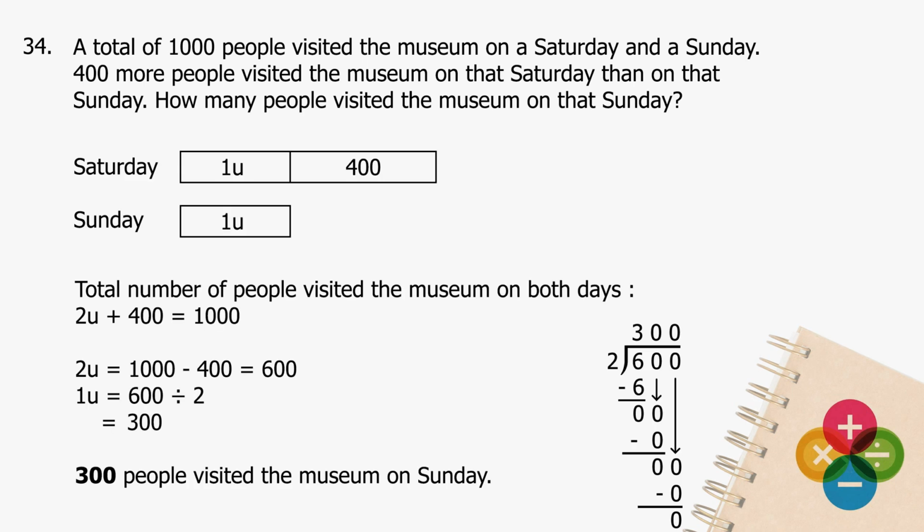The total number of people who visited the museum on both days will be 2 units plus 400, which is equal to 1000. 2 units will be subtract 400 from 1000, and the difference is 600. 1 unit will be divide 600 by 2, and the quotient is 300. 300 people visited the museum on Sunday.